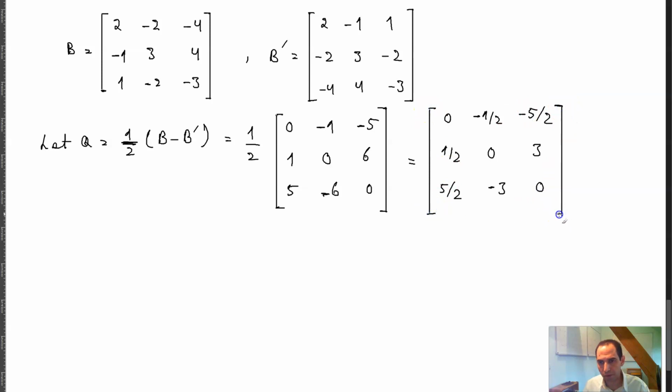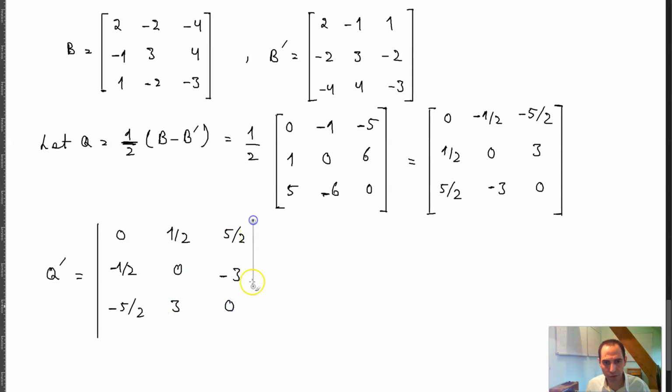And now if I take the transpose of this matrix, meaning that if I write Q prime, that's going to be equal to basically taking the rows and making columns out of them. So I have 0, -1/2, -5/2, 1/2, 0, and 3, 5/2, -3, and 0.